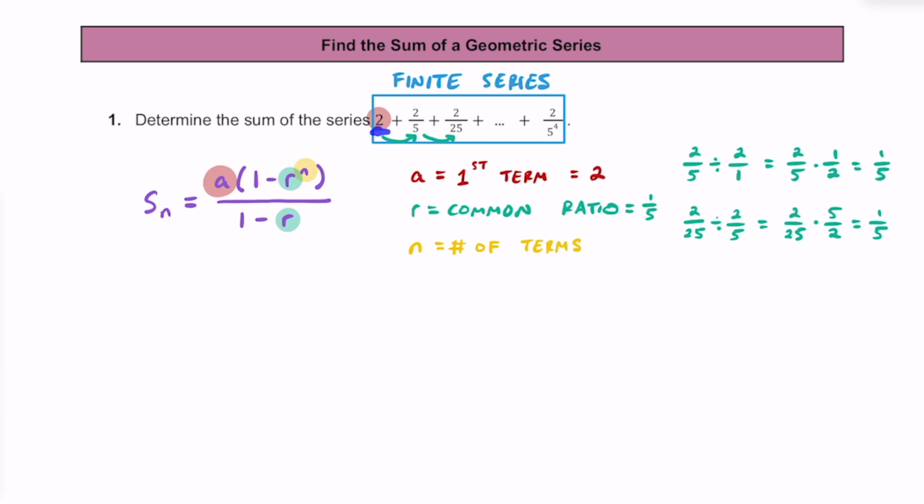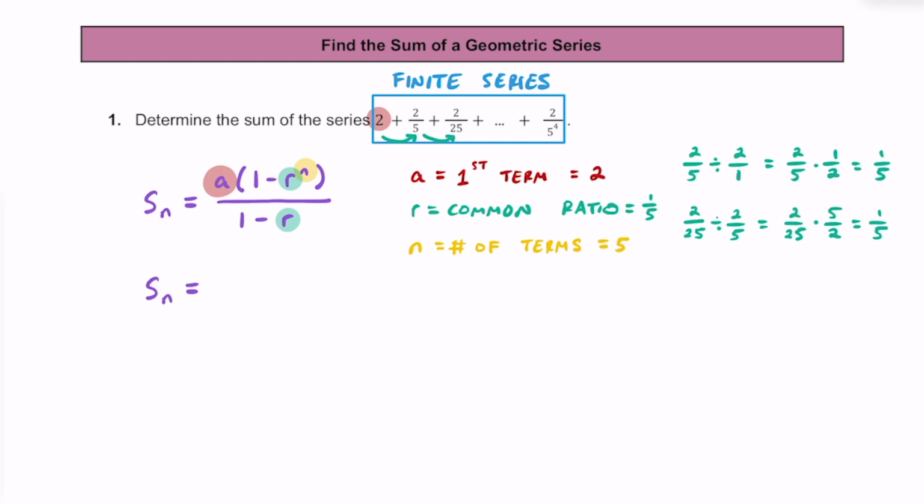Now to figure out n, or the number of terms, we can see here that this is going to be 2 over 5 to the 0 power, this is 2 over 5 to the first power, this is 2 over 5 to the second power, this is 2 over 5 to the third power, and we're finishing off at 2 over 5 to the 4th power. So it looks like we have a total of 1, 2, 3, 4, 5 different terms, so we have a total of 5 terms.